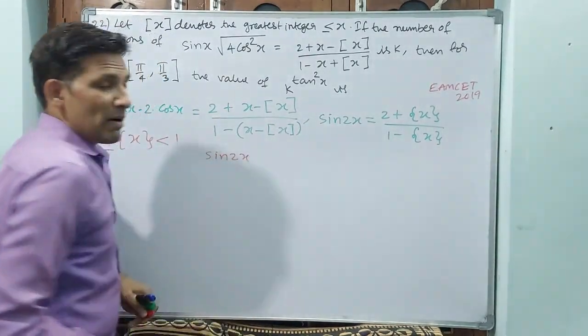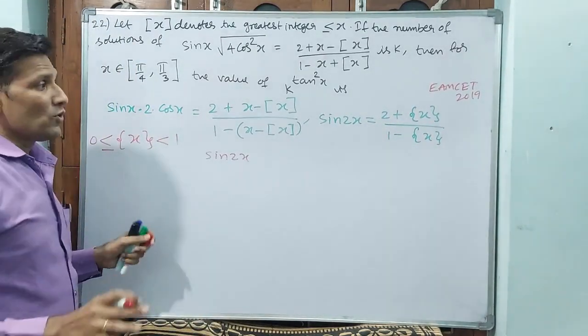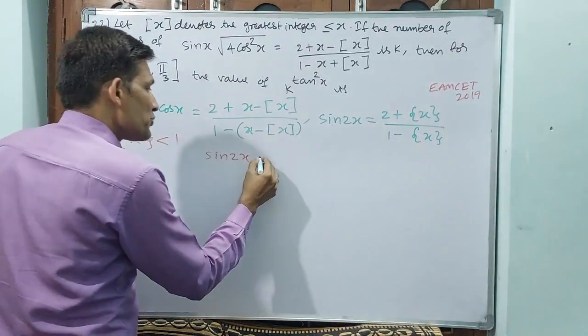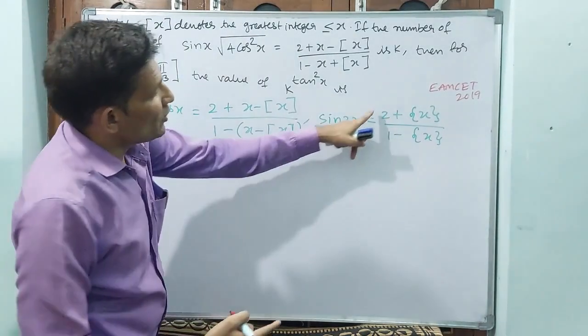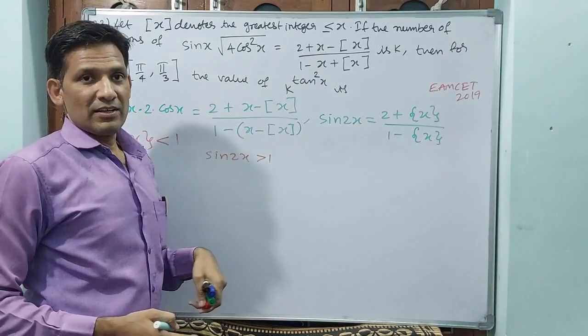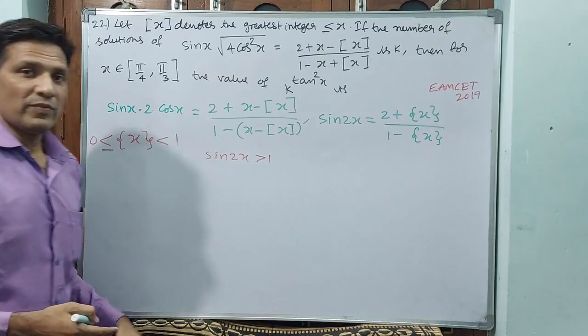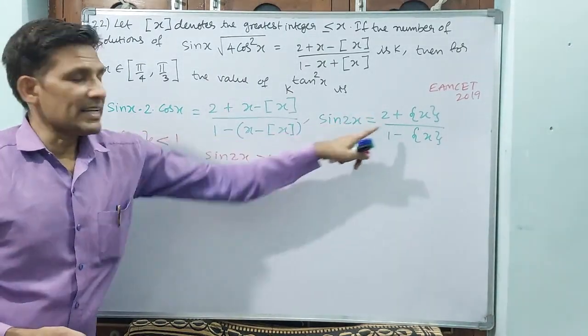sin 2x value, but here you cannot write equal to. Why? Because you don't know the x value. Naturally, what will come? It should be greater than 1. Why? Because see, here 2 is there, here 1 is there. Naturally, greater than 1 will come. This value, sin 2x, is greater than 1 will come.